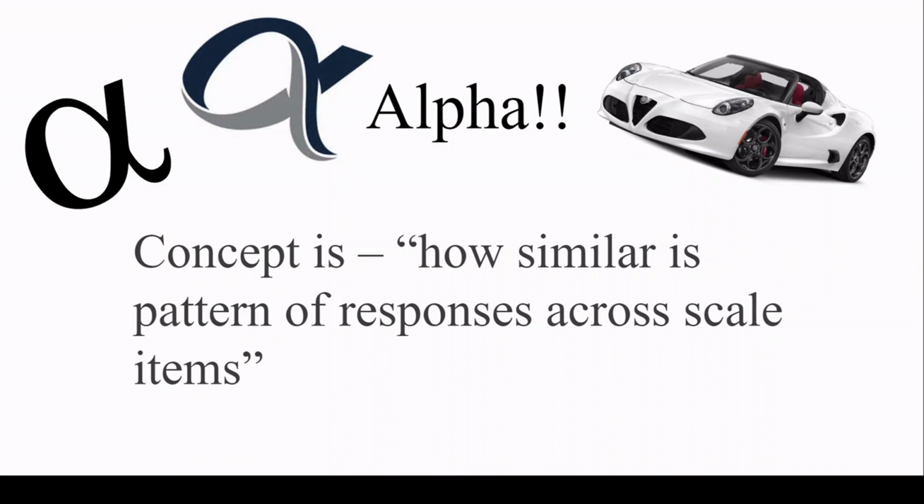So, alpha is an estimate of internal consistency, which is almost always computed and reported when dealing with multi item scales. You'll want at least three items in order to compute a meaningful alpha, and those items all need to be indicators of the same construct.